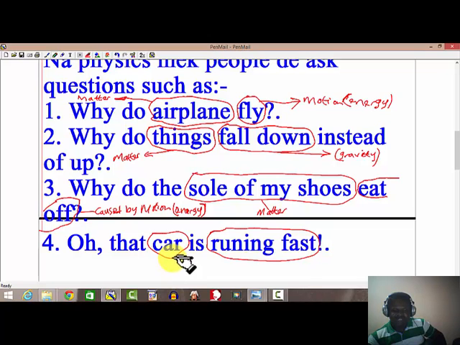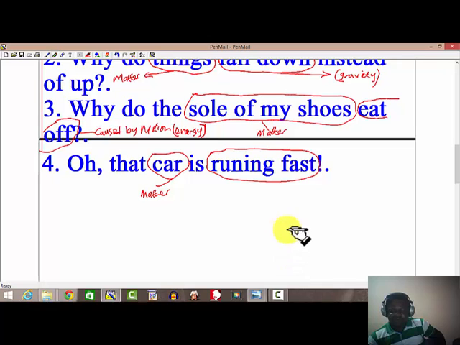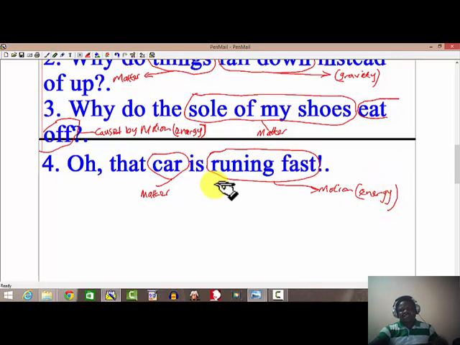So if you said that car, this is matter again, running too fast. Again, you have motion here. Motion, which is a result of energy. That's the bracket. Sorry for the handwriting.